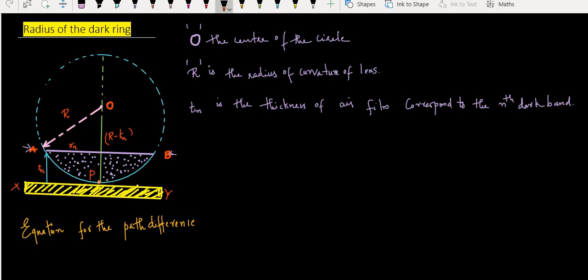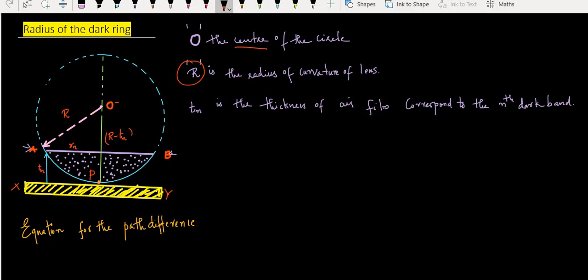Okay. So here I'm telling you this APB is my planar convex lens and XY is my glass plate, and this APB is a part of a circle at center O. Then I hope you all know the definition of radius of curvature. So this radial distance is representing the radius of curvature R. This is OA, where O is the center of the circle and A is a point on the circle. OA is a radial distance, which is representing the radius of curvature of the lens.